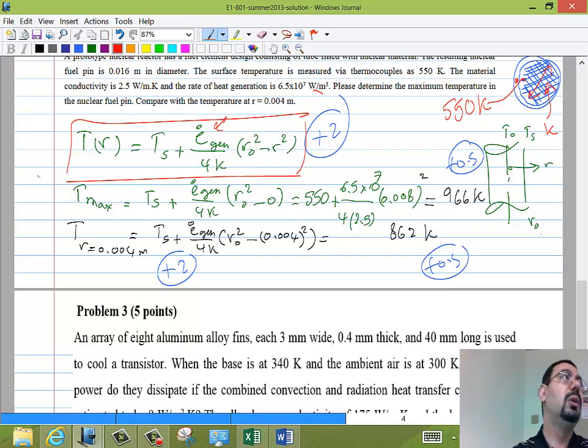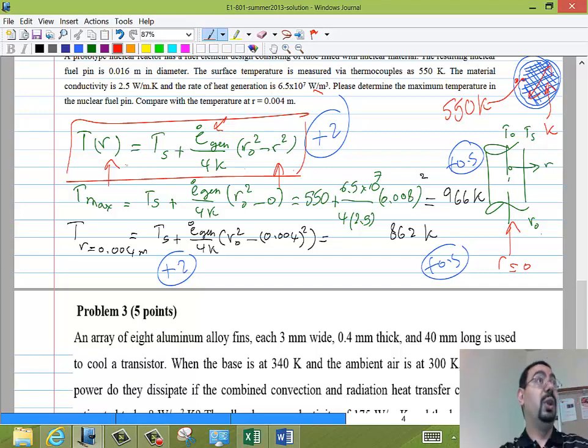This is the equation for a cylinder with uniform heat generation. This is T at any R. You give me the R, I give you the T at this R. So if you give me R equal R naught, the outer surface, it will be R naught minus R naught. This term goes to 0, and T will be Ts. Right? You give me R equals 0, which means the center line here, then you will get Ts plus this term.